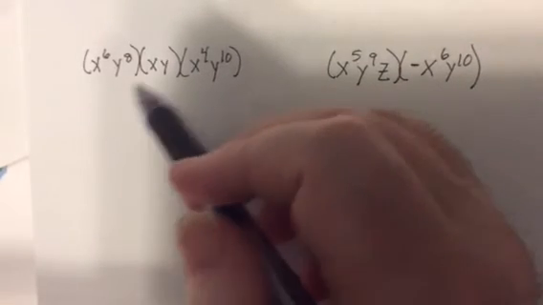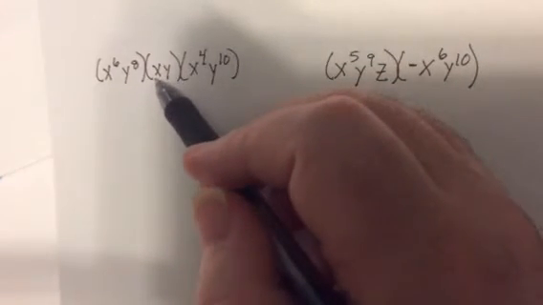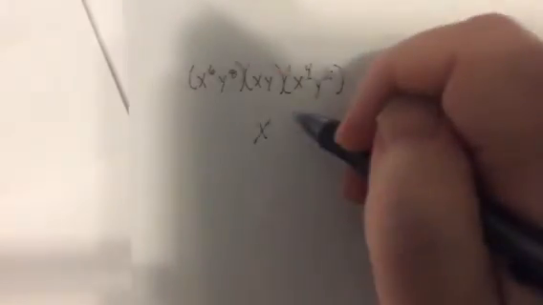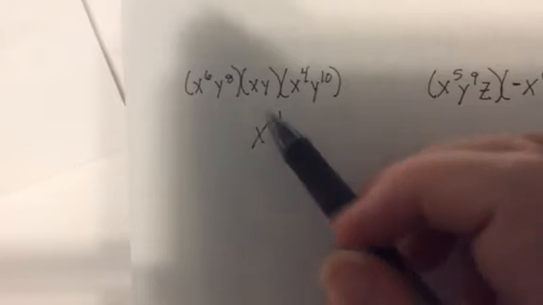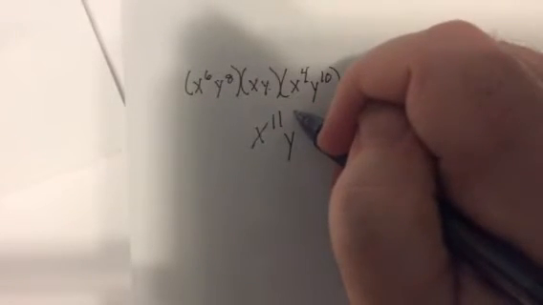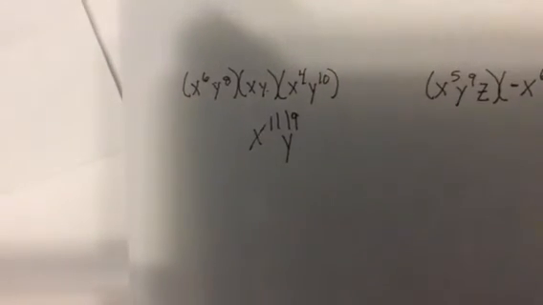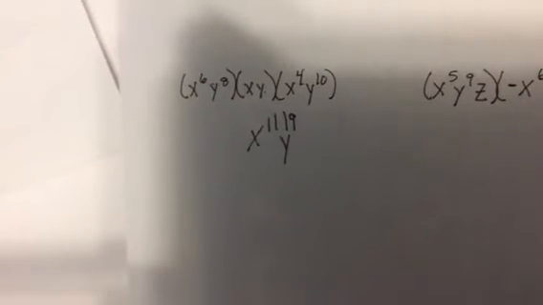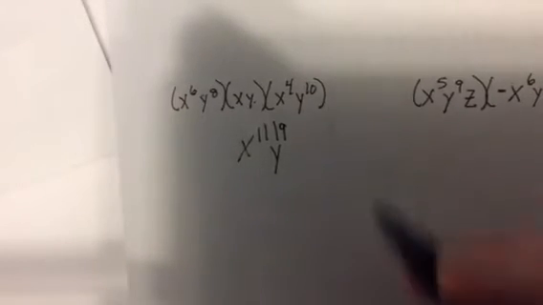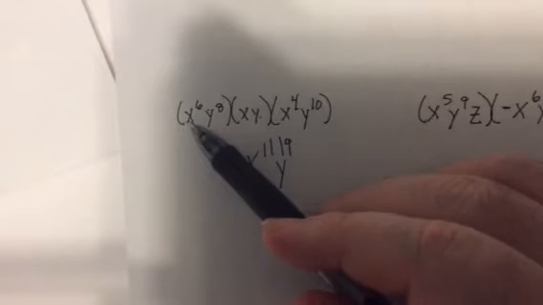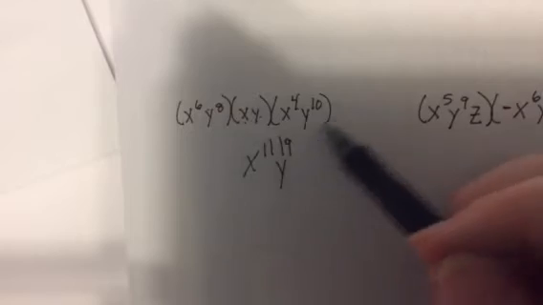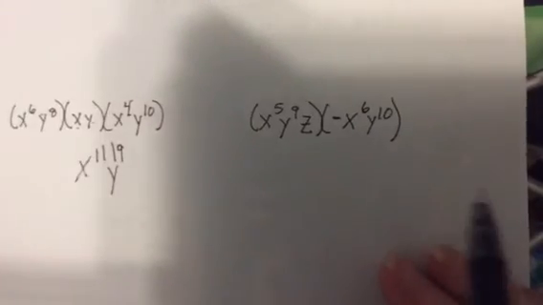So x to the 6 times x would be x to the 7th. X to the 7 times x to the 4th would be x to the 11th. Y to the 8th, y to the 10th is y to the 19th. How did I make a mistake? I think I did. Let's try this again. X to the 6, x is 7. No, that's right. 8, 9, and 19. Good. Okay, what's this one?